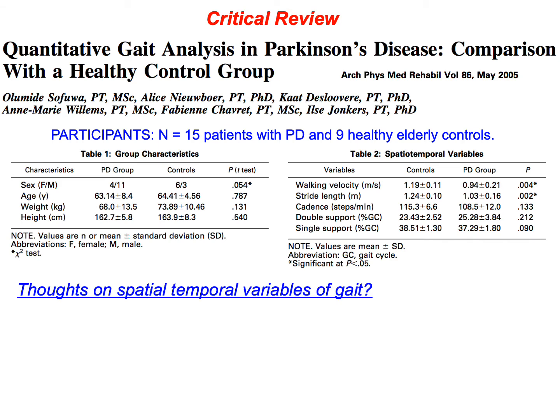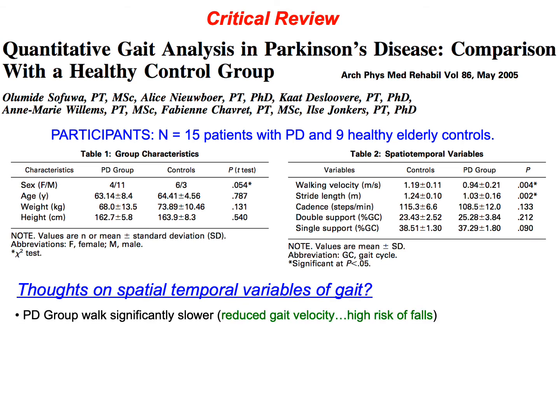So now, if we were in class, I'd ask for your thoughts on the spatial temporal variables of gait. I just wanted to draw your attention to the fact that they flipped the columns here. Don't know why, but now the control is in the first column and the PD group in the second. And there's your statistical analysis right here on the other side. P-values of less than 0.05, so a 95% confidence interval is what they looked at for statistical significance, and the means that are reported are there, as well as the standard deviations.